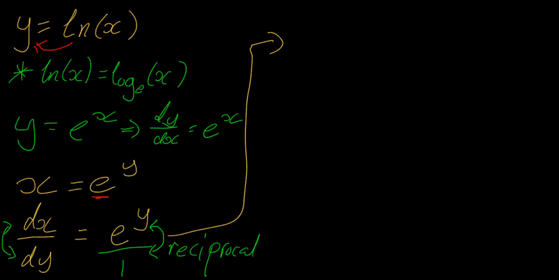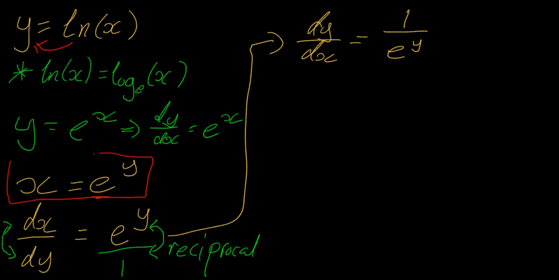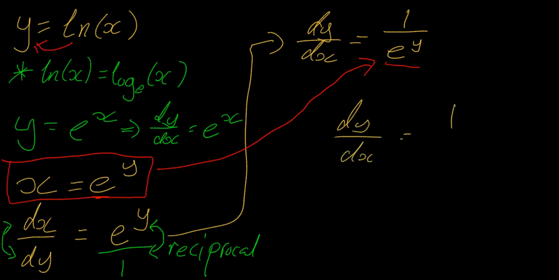And if we do this, our equation becomes dy dx equal to 1 on e to the power of y. Remember that if we want dy dx, it's much more pleasant to see this in terms of x instead. So we're going to make use of the fact that x is equal to e to the power of y, and substitute this right back in. And this gives us dy dx equal to 1 on x.